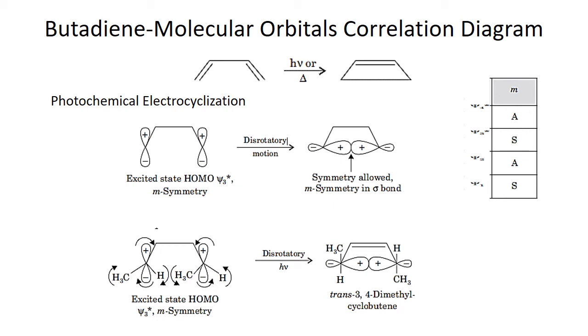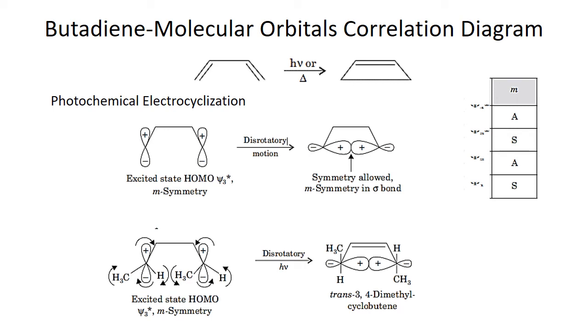So what we saw experimentally is that in the thermal reaction, we got cis 3,4-dimethylcyclobutene, but in the photochemical electrocyclization of this substituted butadiene, we got trans 3,4-dimethylcyclobutene. First we talk about how this bond is formed and how this cyclobutene is formed, then we shall move to the substitution pattern or cis and trans isomers.